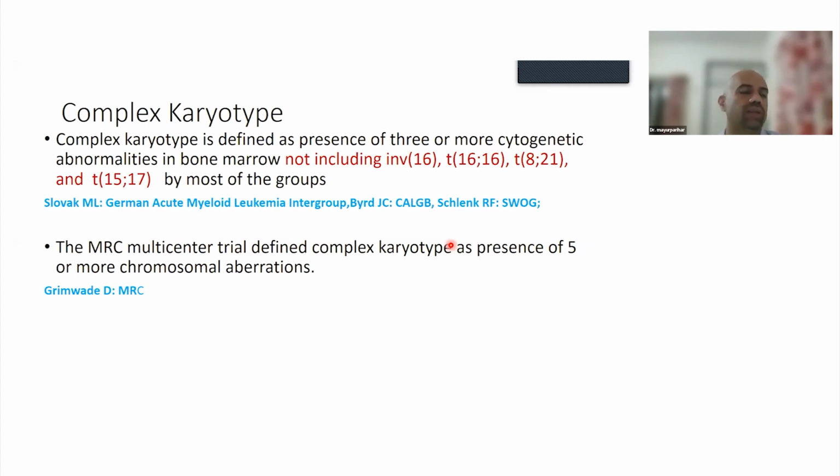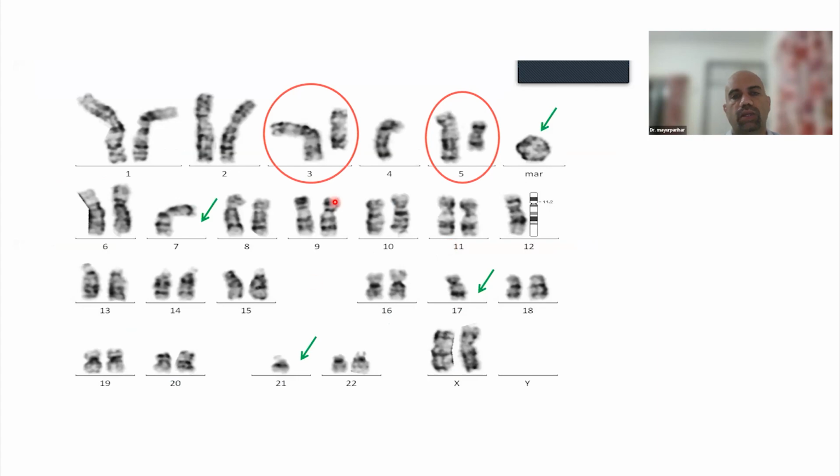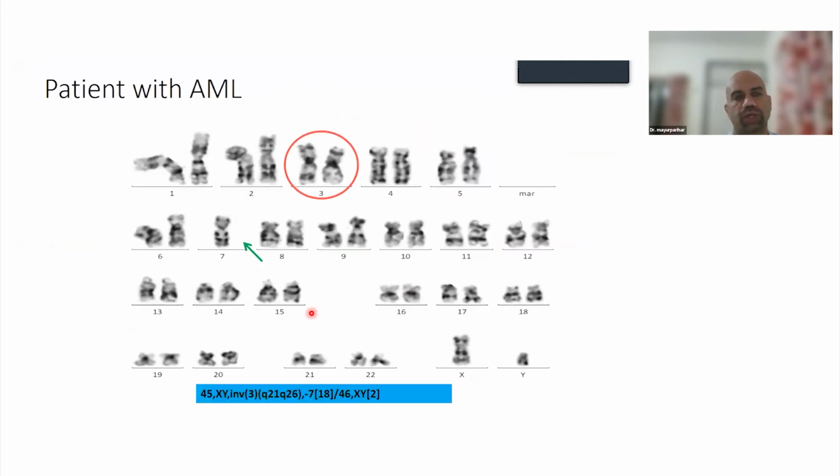Complex karyotype is defined as that which has 3 or more abnormalities. The MRC calls it phi. A monosomal karyotype is defined by presence of 2 autosomal monosomies or 1 single autosome monosomy with a structural abnormality. So this was a patient of MDS with deletion 5q on FISH, was on treatment. But when we did a karyotype, it showed a complex karyotype, and this patient soon evolved into an acute leukemia.